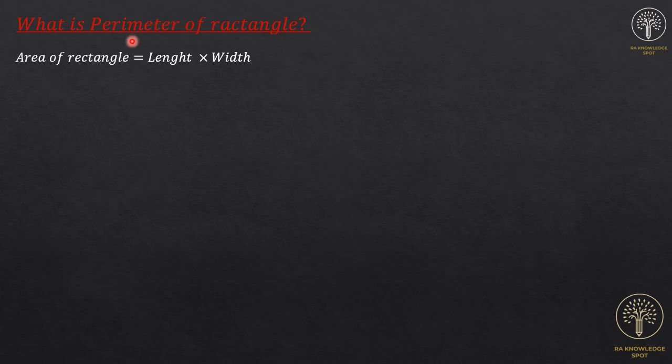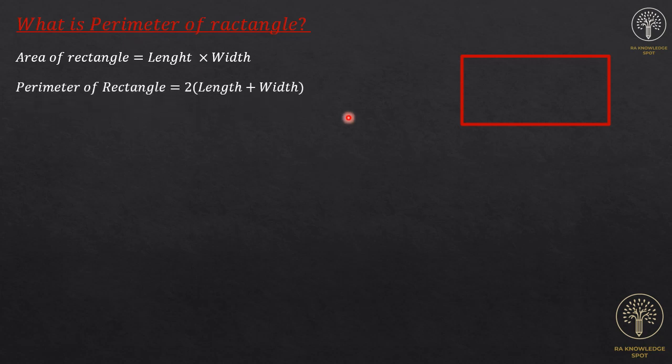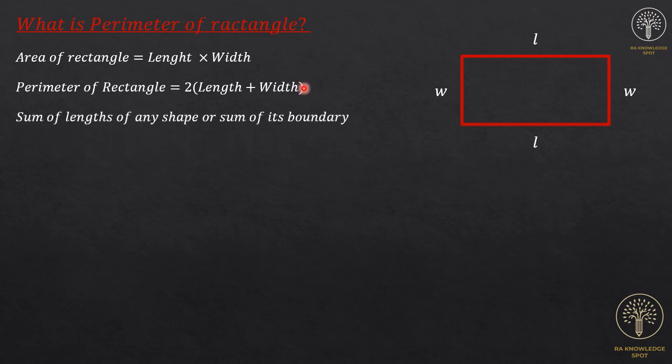Number two, there is the formula for finding the area of the rectangle, that is length multiplied by width. And we want to discuss the perimeter. Now this is the shape in front of you, a rectangle. This is the perimeter of the rectangle, and I just want to tell you how the formula is formed. These are the two lengths and these are the parallel widths of this shape.